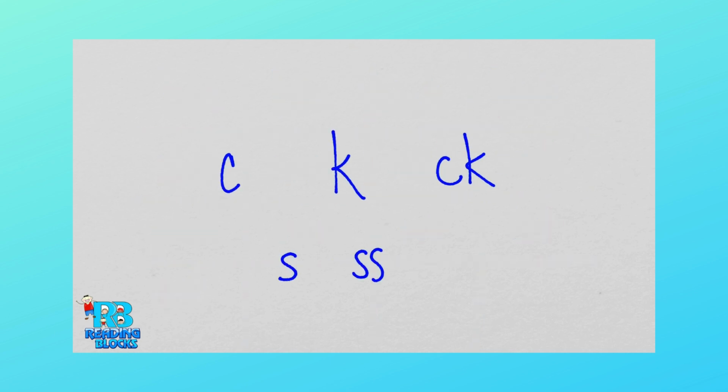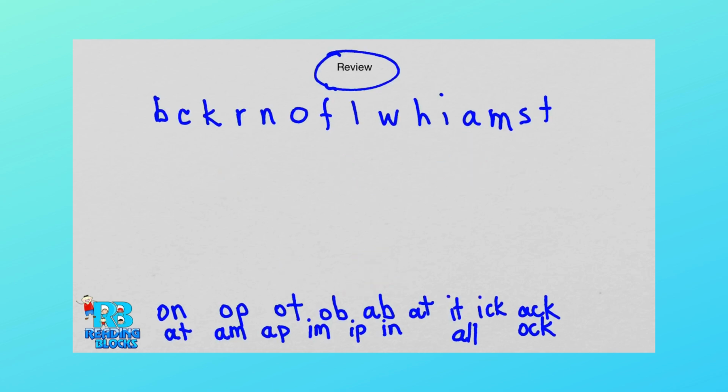Now let's look at a quick review. K, k, k. 3 ways of writing the k sound. This way will usually be at the end of a word. S, s. 2 ways of writing the s sound so far. Okay, good job.